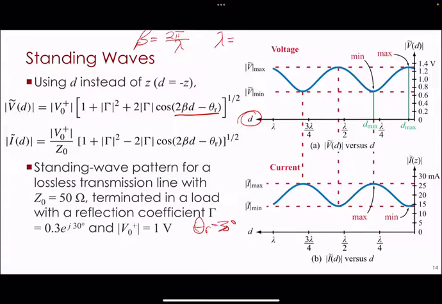1 over f is the period. Yeah, I'm thinking the velocity over frequency. Yes. So in terms of our symbols, UP divided by F, okay?